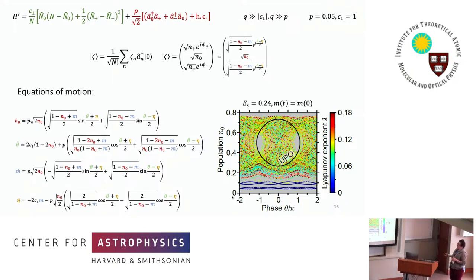And we find a mixed phase space. So that means most of the phase space is chaotic, which you can see with the Lyapunov exponents here, where there is a family of unstable periodic orbits embedded in this chaotic phase space. And then there is this regular region, which is composed of the stable periodic orbits.